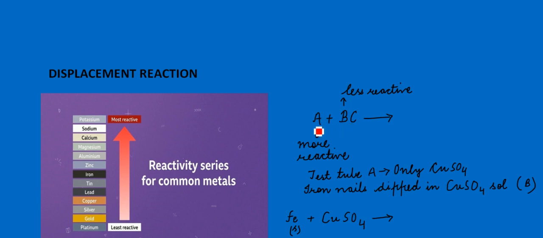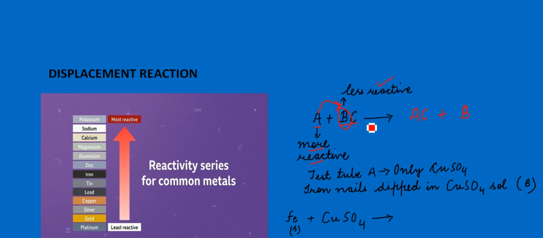Suppose we have reactants A and BC. Suppose here A is more reactive and B is less reactive. So what will happen? A will displace B from here and it will join with C. So the products will form AC and it will remove B.